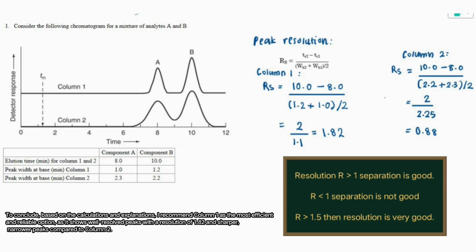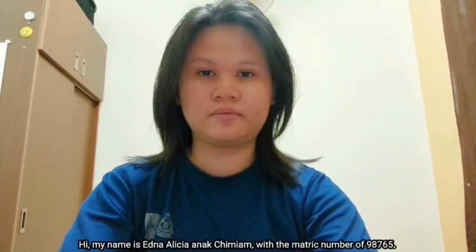To conclude, based on the calculation and explanation, I recommend column 1 as the most efficient and reliable option as it shows well-resolved peaks with a resolution of 1.82 and sharper, narrow peaks compared to column 2.